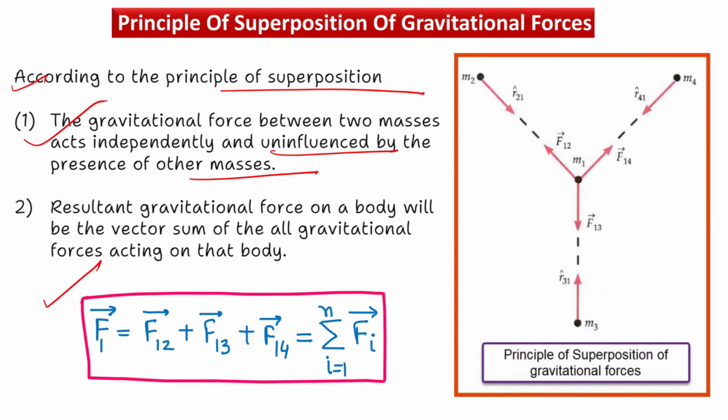Fine. In mathematical form, for example, the total force acting on mass M1 is given by F12 vector plus F13 vector plus F14 vector as per this diagram. In summation form, this is the sum over i from 2 to n of Fi1 vector. Similarly, we can calculate the forces for other masses also.